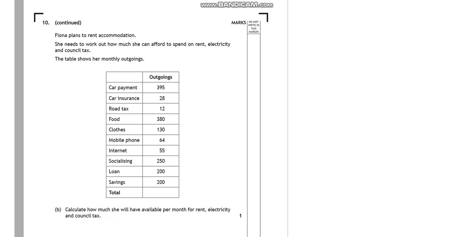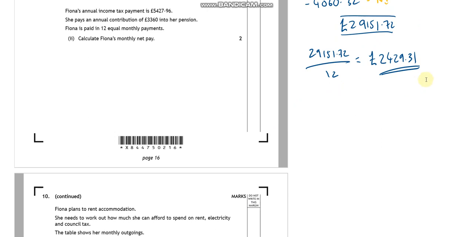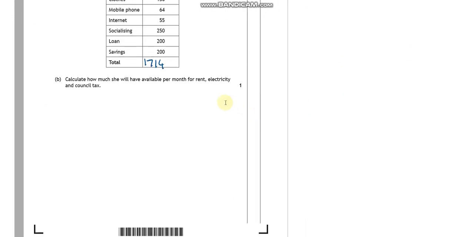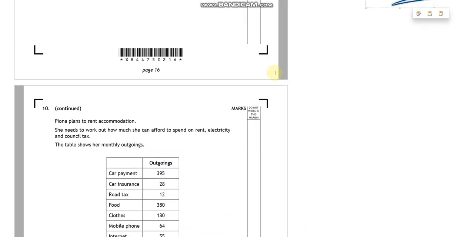Well, that's quite simple. We just add all that up. They're going to help you out here, actually, aren't they? They'll leave a wee box at the bottom. So if we add all that up, that's going to be 1714. And we just worked out that this is her monthly amount. So that's what she's getting every month.